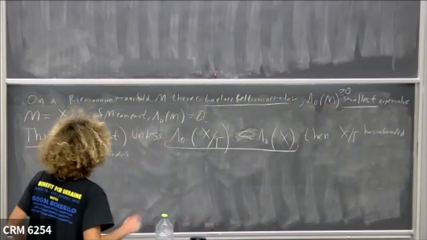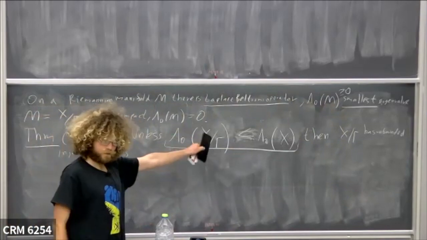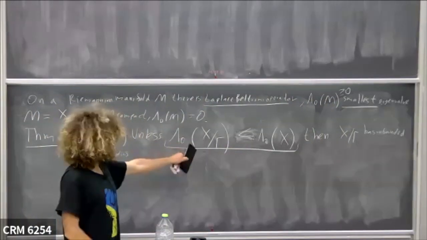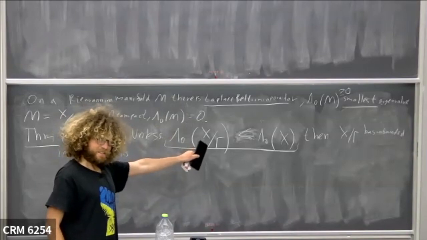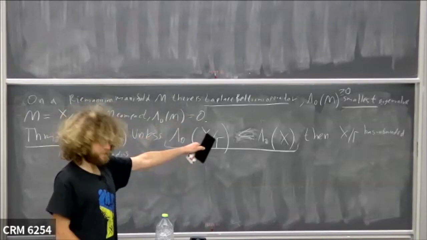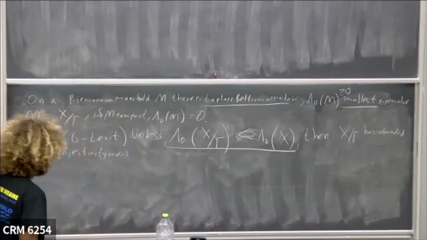Can it be bigger than it? No. If you quotient by something, you always get less than or equal to. If it's equal, then it's unbounded. Okay, thank you.